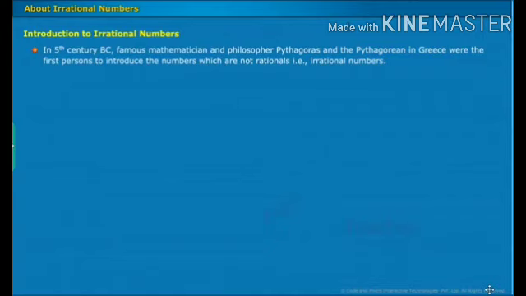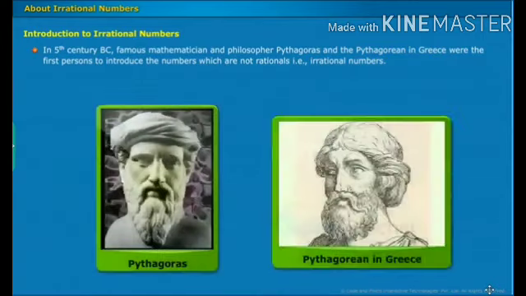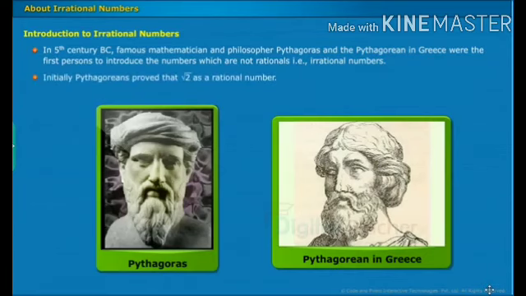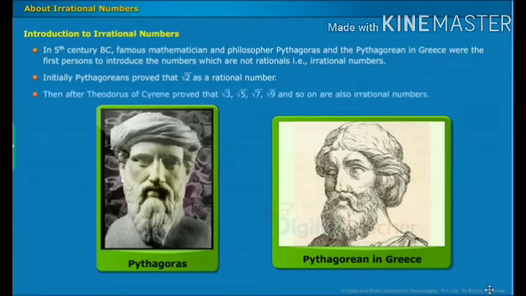Let us see a brief introduction to irrational numbers. In the 5th century BC, the famous mathematician and philosopher Pythagoras and the Pythagoreans in Greece were the first persons to introduce the numbers which are not rationals, that is, irrational numbers. Initially, Pythagoreans proved that root 2 is an irrational number. Then after, Theodorus of Cyrene proved that root 3, root 5, root 7 and so on are also irrational numbers.